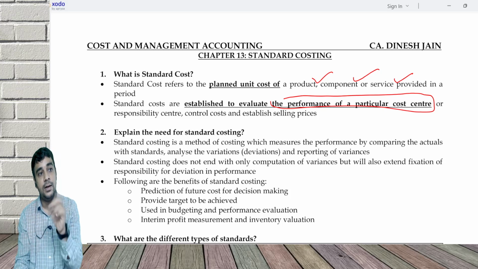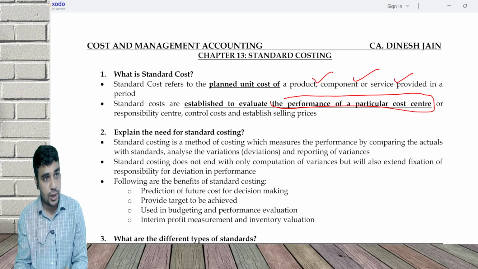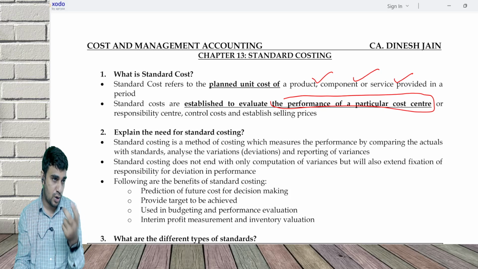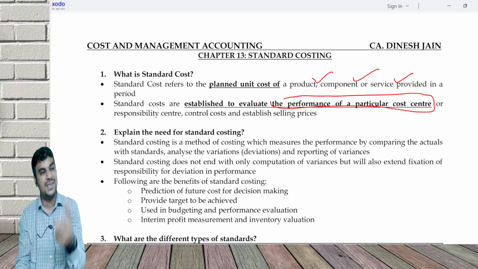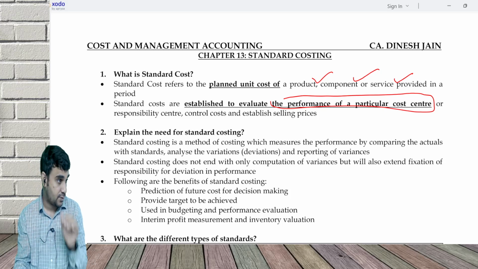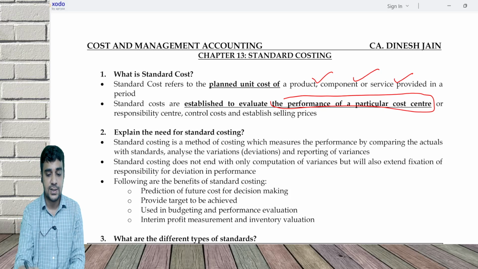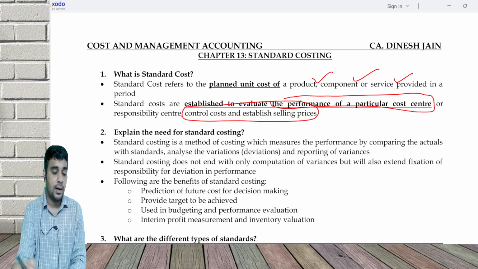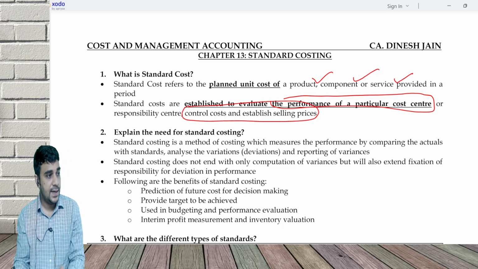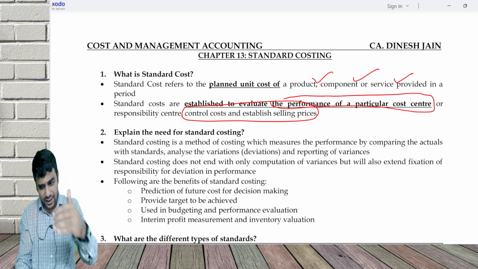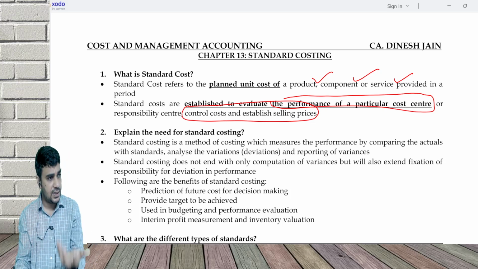One problem we did a profit reconciliation. So you can do a profit reconciliation also, you can do a cost reconciliation also, or you can do only sales reconciliation. Sales reconciliation was out of your syllabus, so that's why we haven't discussed it. But I can do reconciliation. Purpose of doing reconciliation is very simple: control cost and establish selling prices, because once I find the deviations, it will give me an idea as to what is going wrong.